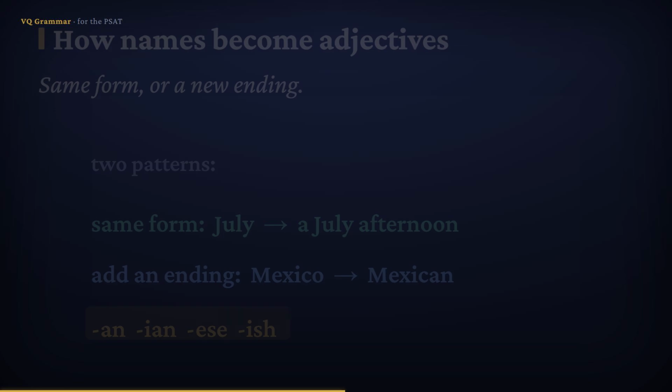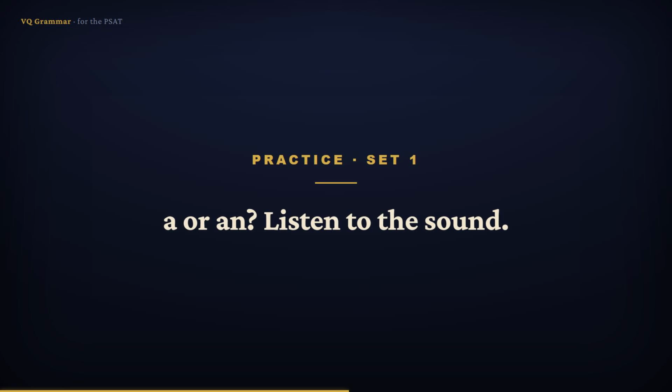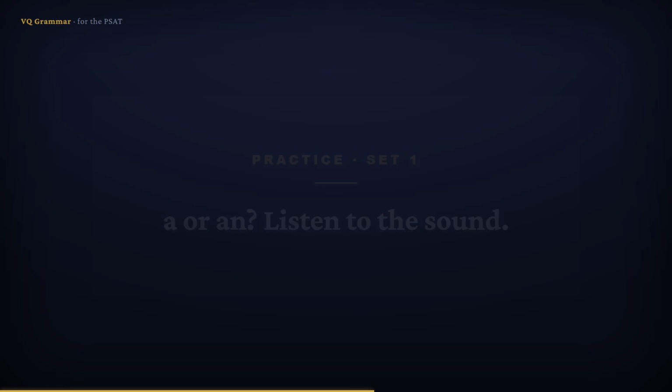Let's try a few. In this first set, choose a or an. Don't look at the first letter. Listen to the first sound. A vowel sound takes an. A consonant sound takes a. Pause and try each one before I answer.